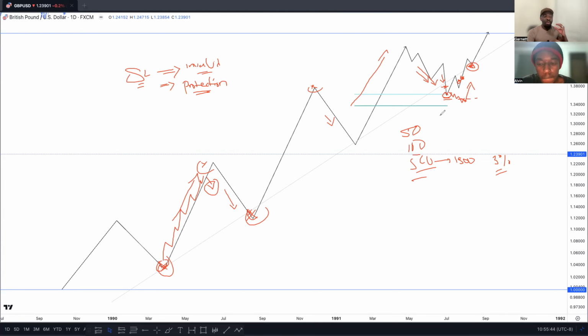The next thing, you're looking for that protective area where, if you put your stop loss, there's a high possibility that price will take off and continue moving to the upside. So putting it here, you're protected.